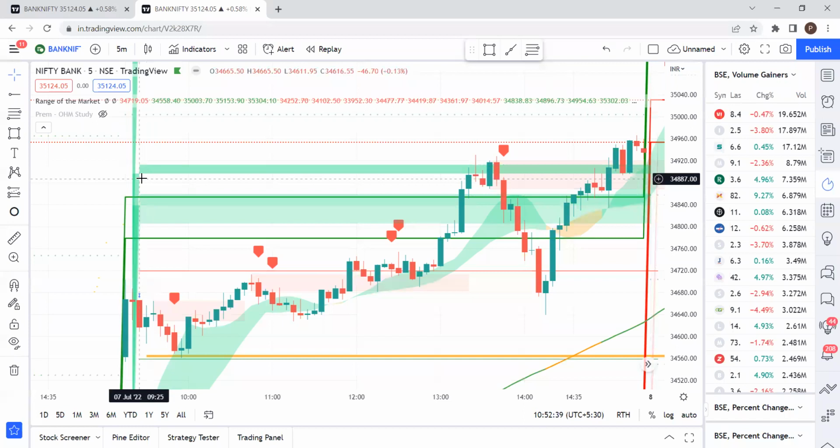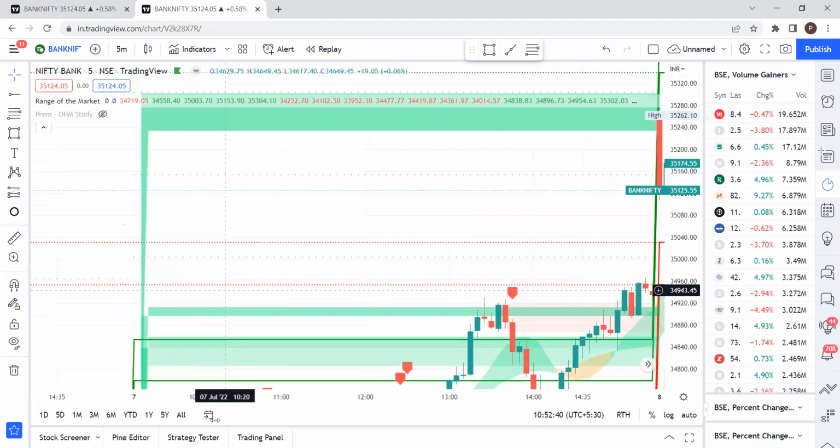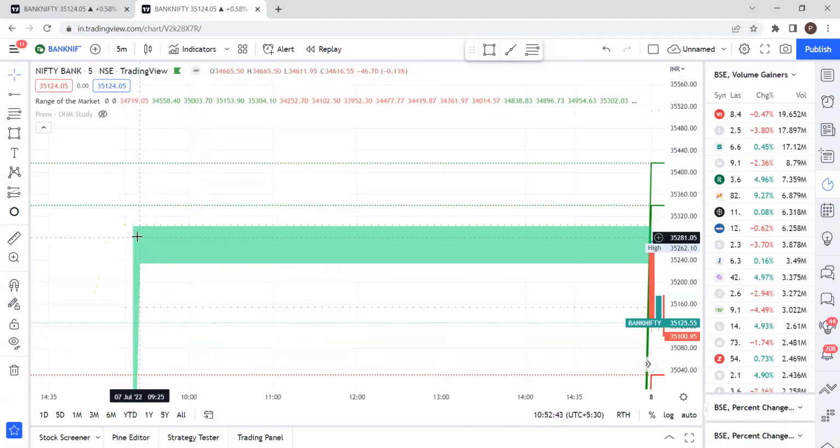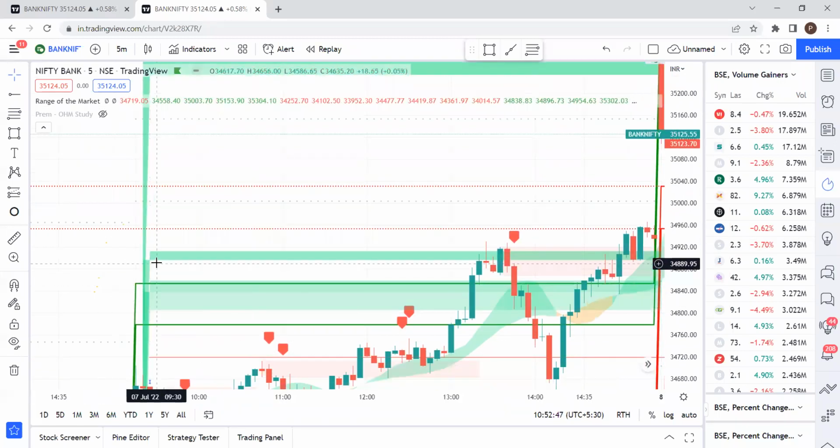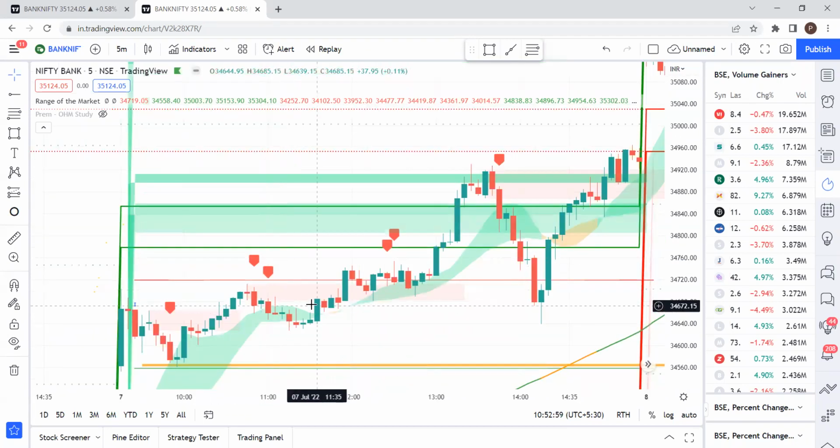But whenever you see a flag kind of pattern like this, a big up move and then a flag. This is a flag. To identify between this range and this one, I made it a flag so that I understand better. This is formed by my hidden zone, and this is formed by the overbought or oversold area.